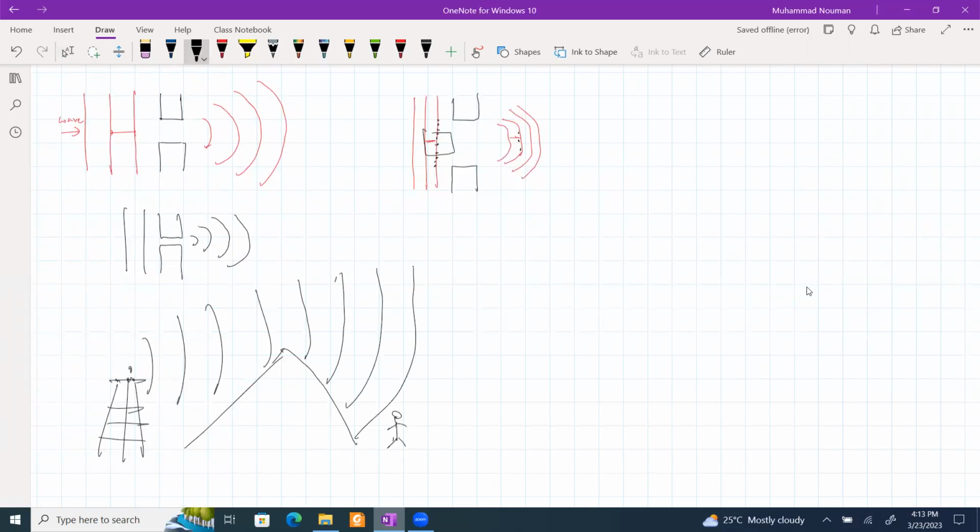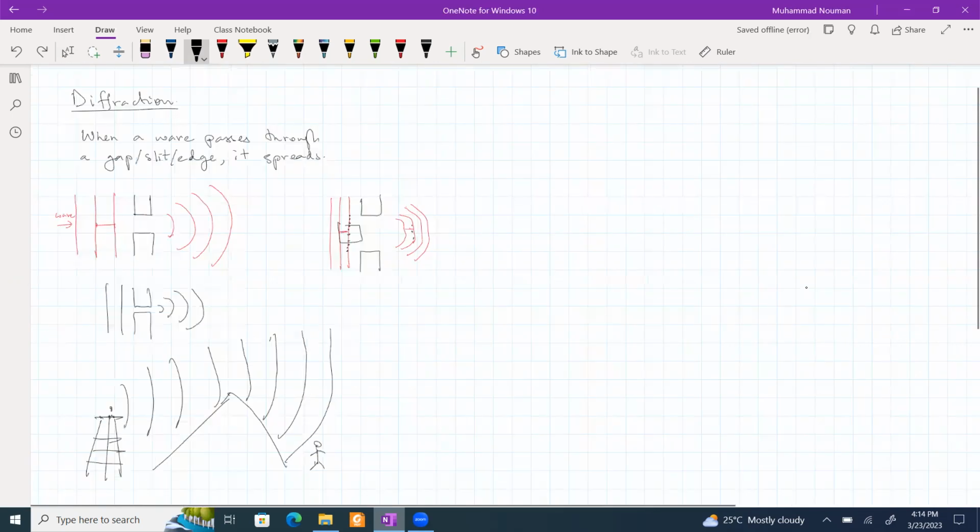Can you see some spreading of waves taking place here, right? So this is how diffraction takes place when a wave passes across or through an edge instead of a gap. There is no gap, but there is an edge, right? Okay, fine, perfect.